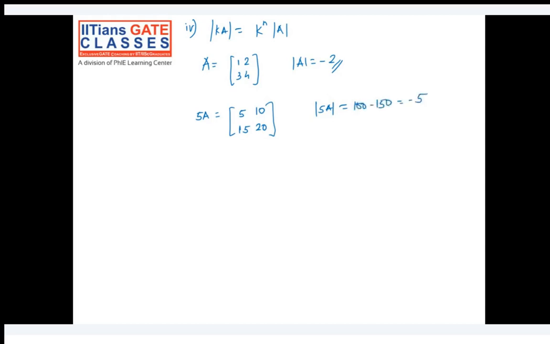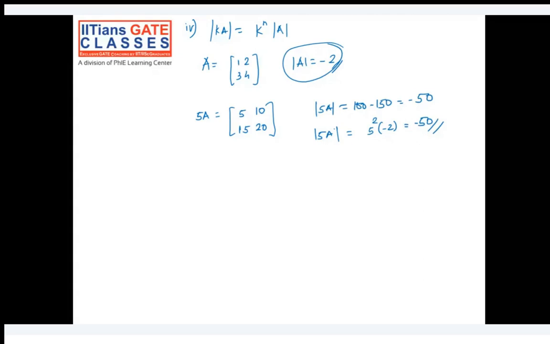So rather than writing it like this, can I directly say the determinant of 5A is, if I know the determinant of A, 5 square into -2, which is equal to -50. Directly I can write it because I know the determinant of A. Here the 2 is the order of the matrix, a 2 cross 2 matrix, so in general it can be an n cross n matrix. That's why in general we write k raised to the power n times determinant of A. Clear? Can I proceed to the next slide?